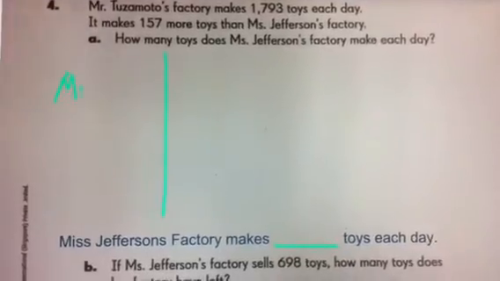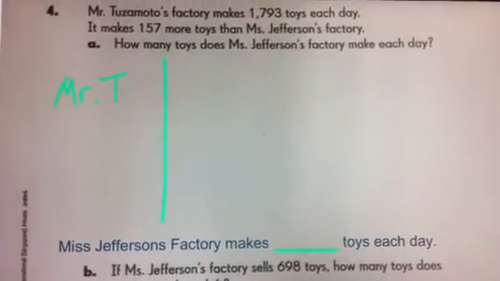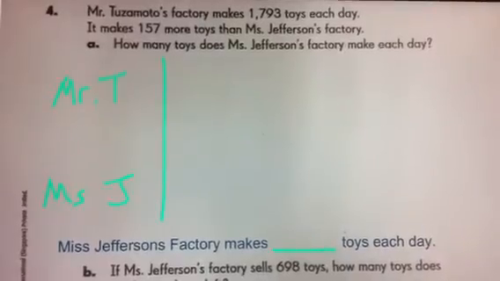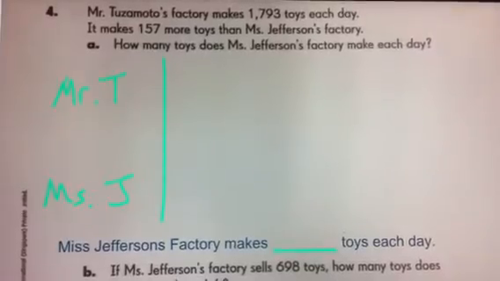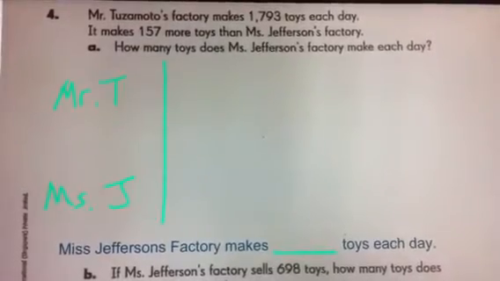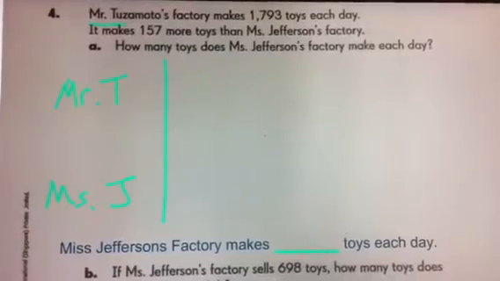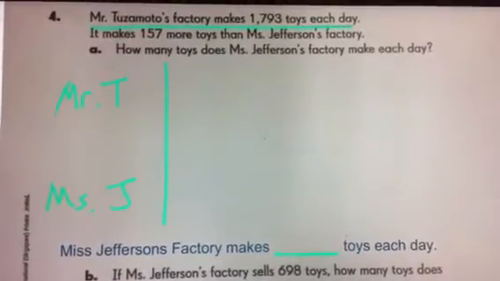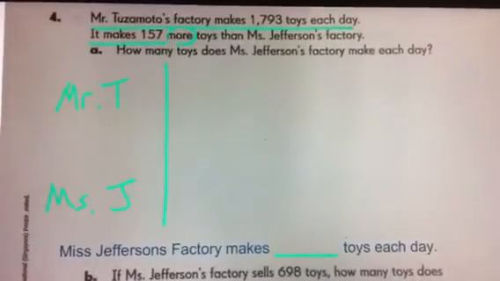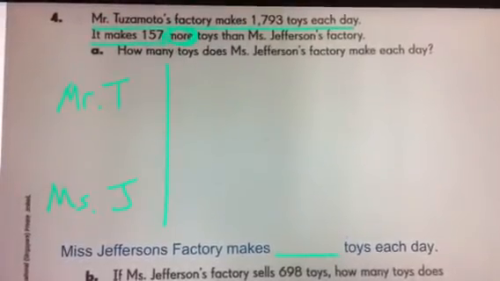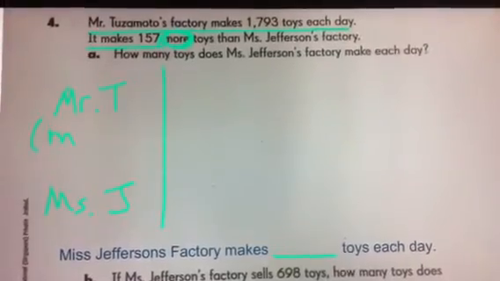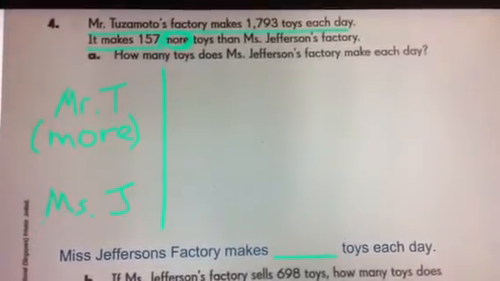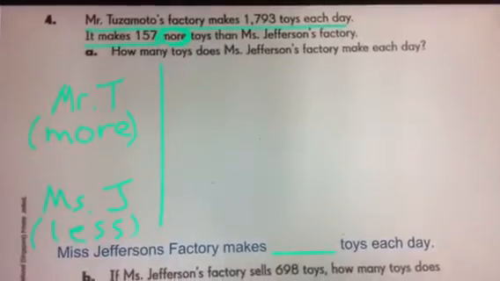So of course it's Mr. T and Miss J. Now let's see who has more and who has less. Please read the problem carefully. It says Mr. T's factory makes this many toys each day, and listen to this part. It makes this many more. So remember that the word more tells you that it's a comparison bar model, and it also tells you that Mr. T's factory makes more and Miss J's factory makes less.